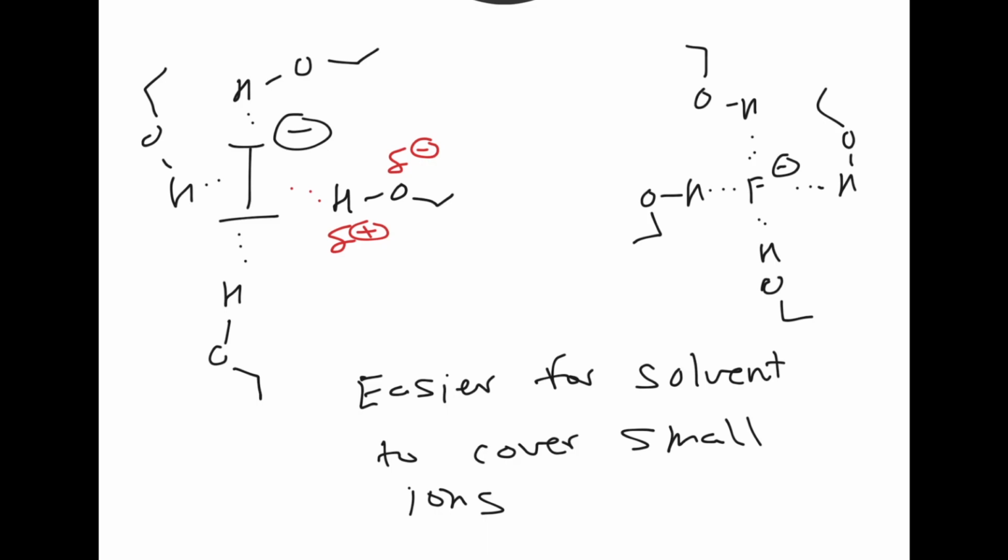Where when you have something bigger, right, it takes more bubble wrap. It takes more solvent to cover it. And so it becomes harder for the solvent to wrap itself all the way around that bigger ion. So more of the negative charge of that bigger ion is exposed and is able to get to a carbon to add to it.